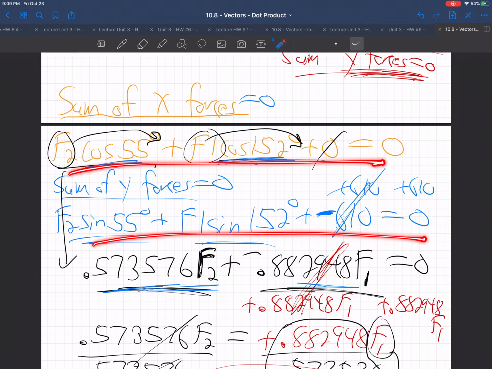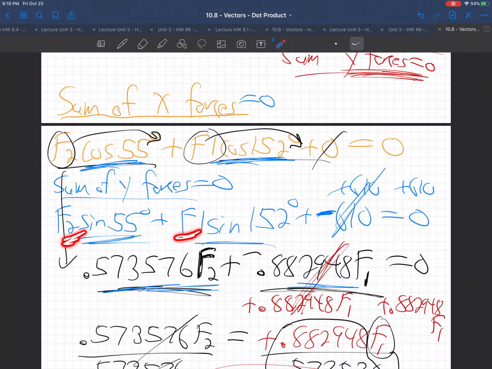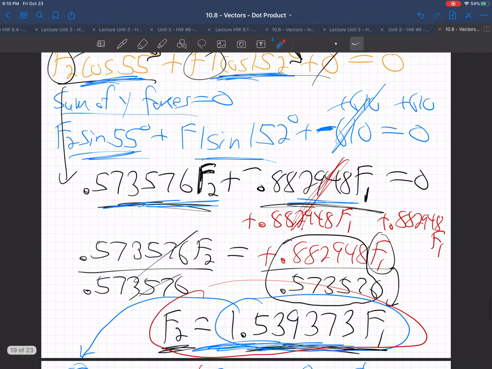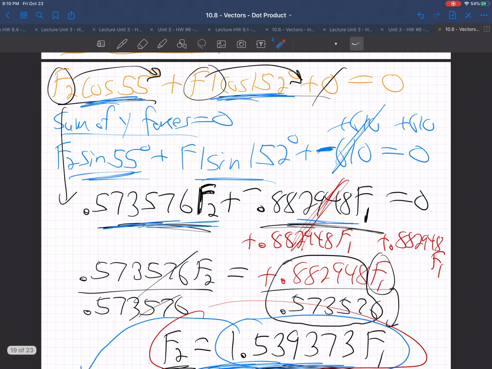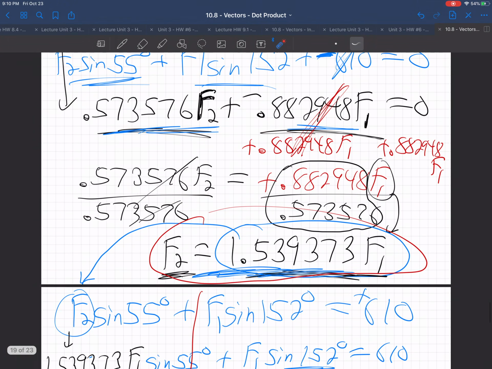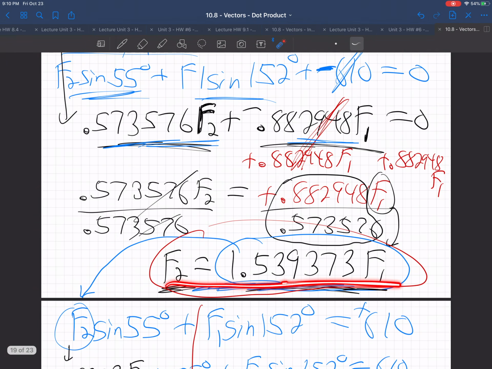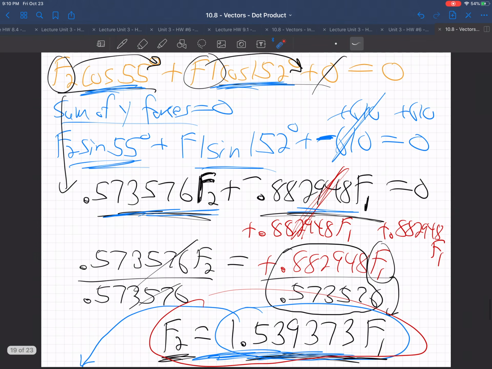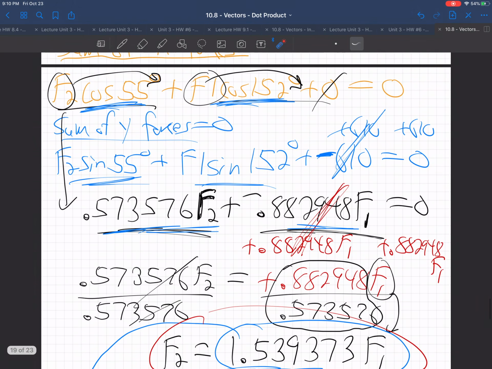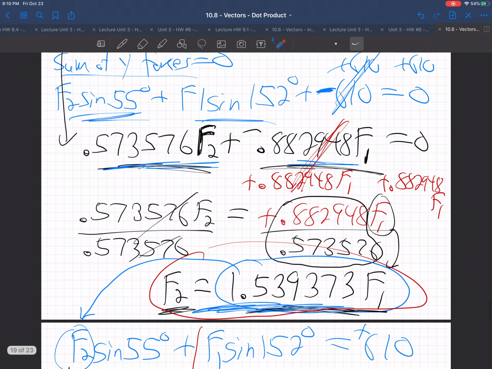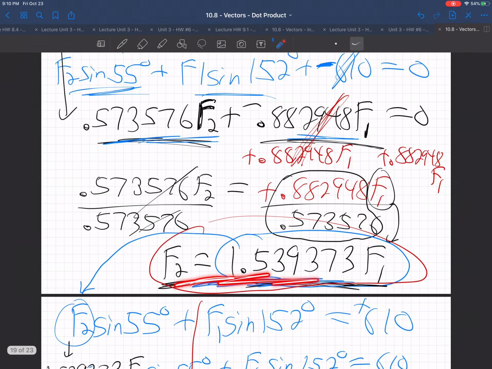We realized we had two equations with two letters. What two letters? F1 and F2. F1 and F2 were our letters in both equations. So I took the top equation and got F1 alone, just kept working. Got F2 alone. Wait, is that what I did? I'm getting lost in what I even did. What did I do? I took the top equation and I solved for F2.